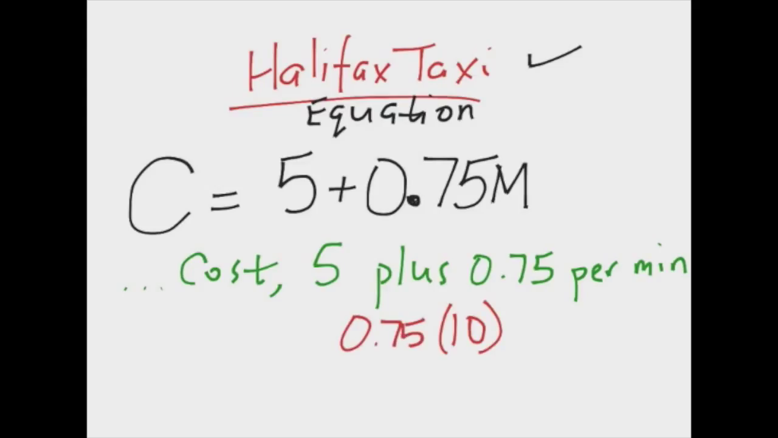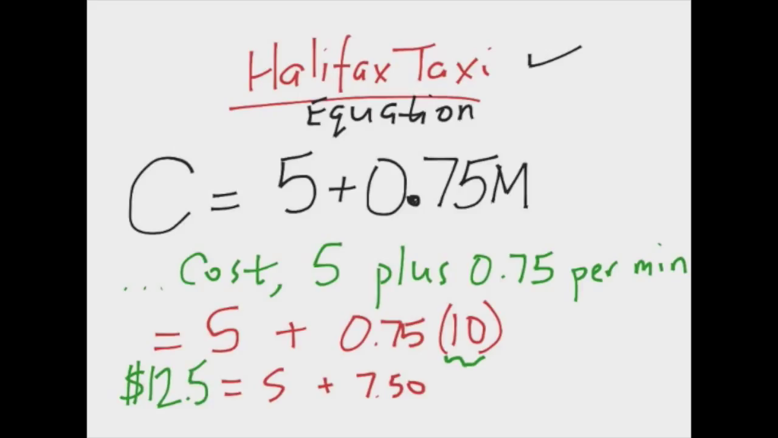For instance, a 10-minute cab ride. Replacing m with 10, we can calculate the cost simply by multiplying 0.75 by 10. If you know your math properly, multiplying by 10, you move your decimal place one spot to the right, giving 7.50, plus 5, which of course is 12.50. So $12.50 for a 10-minute cab ride.